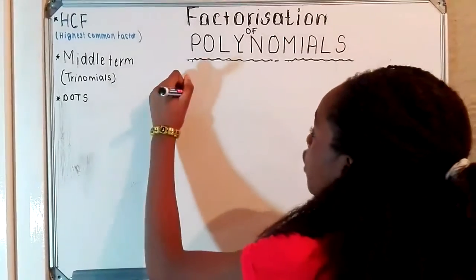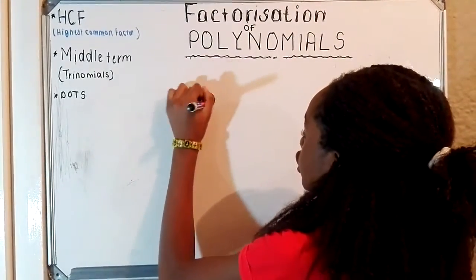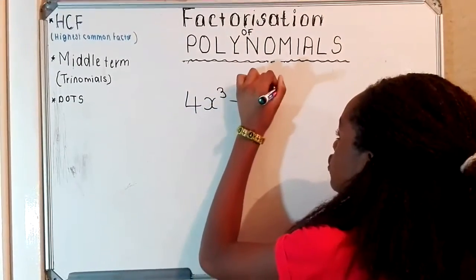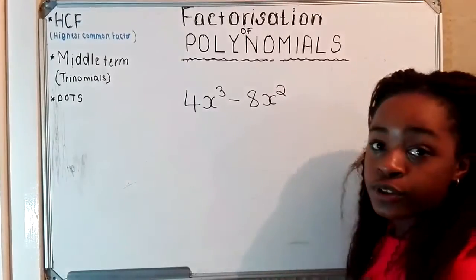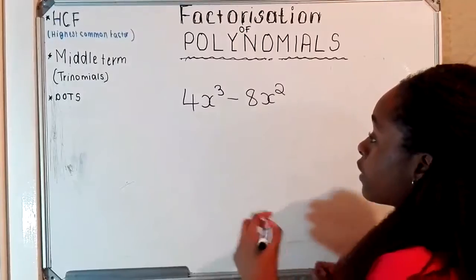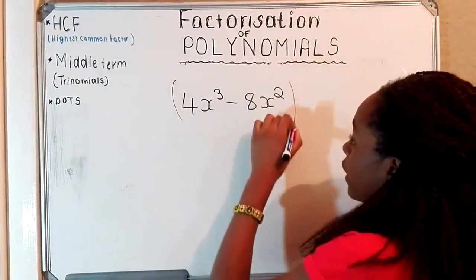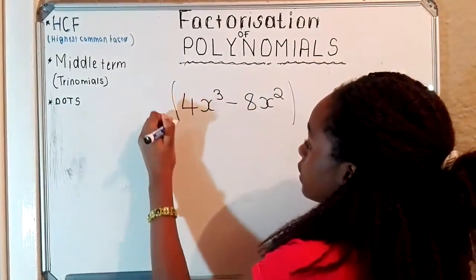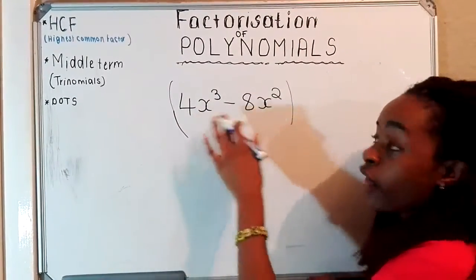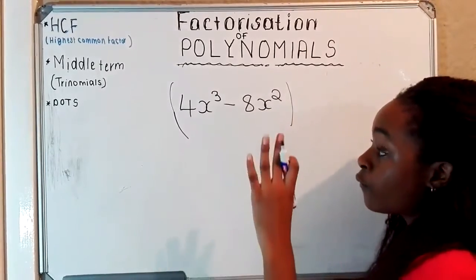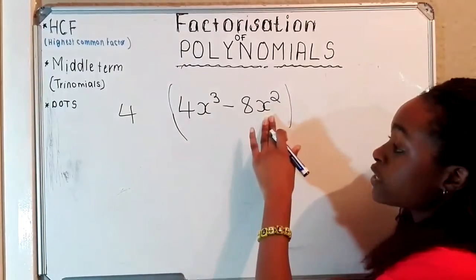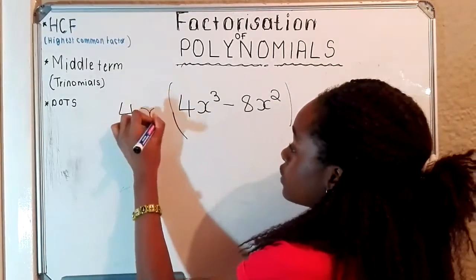Say we have, for example, 4x cubed minus 8x squared. Okay, so now we're going to factor this using the highest common factor method. All right, so first thing I'm going to do is put them in brackets. I'm just going to extend this a bit, and I'm going to see what is the highest common factor between the coefficients 4 and 8. 4 is the highest common factor, and between the variables it's x squared. So we'll factor that outside the brackets.